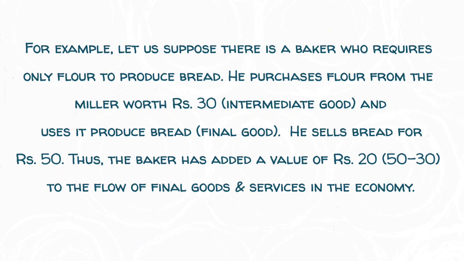For example, let us suppose there is a baker who requires only flour to produce bread. He purchases flour from the miller worth rupees 30, which will be the intermediate good, and uses it to produce bread, which will be the final good. He sells bread for rupees 50. Thus, the baker has added a value of rupees 20, that is 50 minus 30, to the flow of final goods and services in the economy.